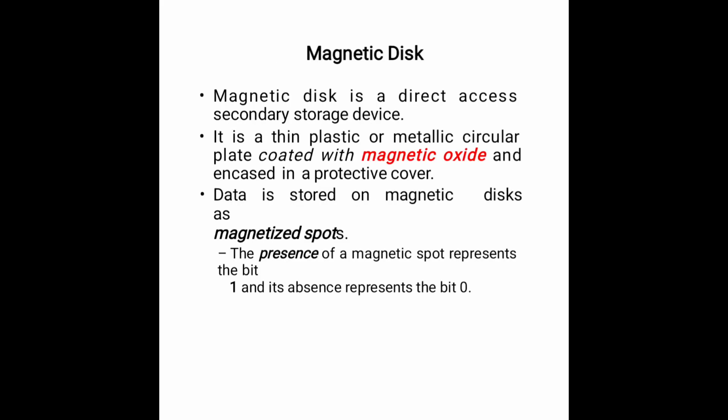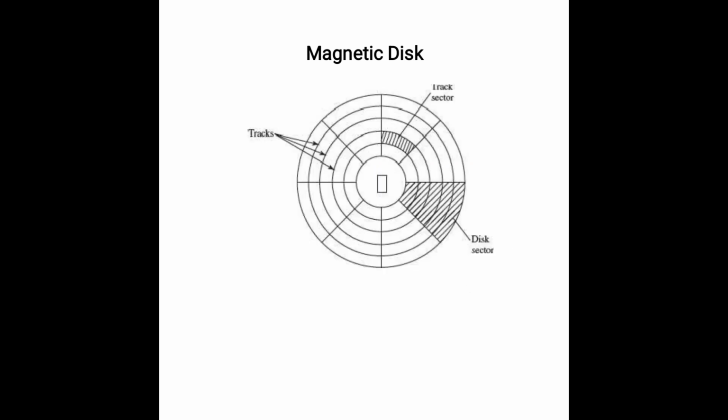The next one, magnetic disk. Magnetic disk is a direct access secondary storage device. It is a thin plastic or metallic circular plate coated with magnetic oxide and encased in a protective cover. So data is stored on the magnetic disk as magnetized spots. The presence of a magnetic spot represents the bit 1 and its absence represents 0.